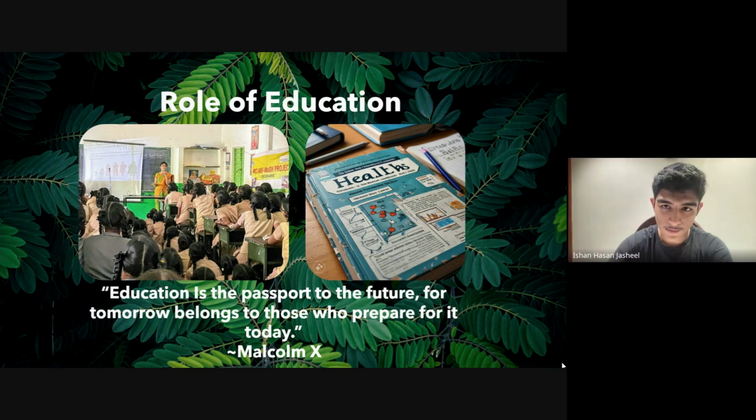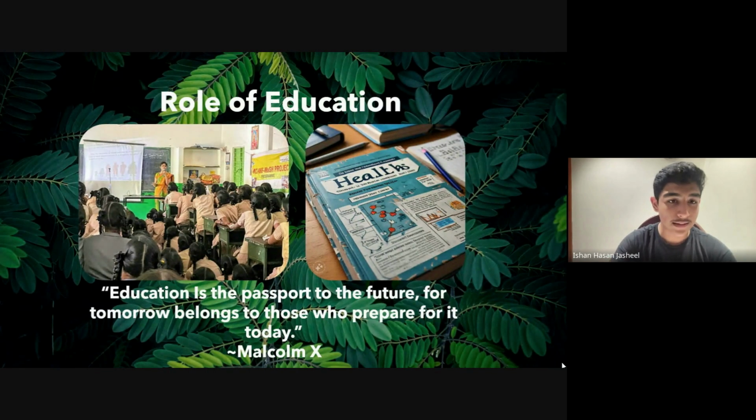Malcolm X once said, "Education is the passport to the future, for tomorrow belongs to those who prepare for it today." Hence, in India, integrating health education into school curriculum is imperative, and it should involve covering topics like nutrition, hygiene, mental health, and substance abuse. It must focus on evidence based information, skill development, and practical application. Collaborations with health professionals and promoting a healthy school environment are key, ensuring students gain essential knowledge for lifelong well-being.